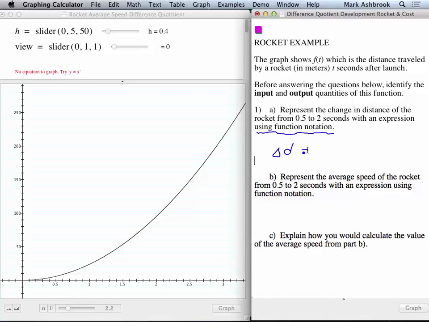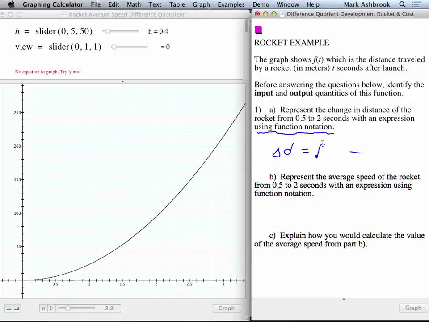I'm just having trouble with the function notation. Okay, so how do we calculate a change? Oh, y final minus y initial. Right. So it's going to be the final value of distance minus the initial value of distance. So the final value of distance is going to be how far we've gone at 2 seconds. So how can you use the function notation to say what the distance will be at 2 seconds?